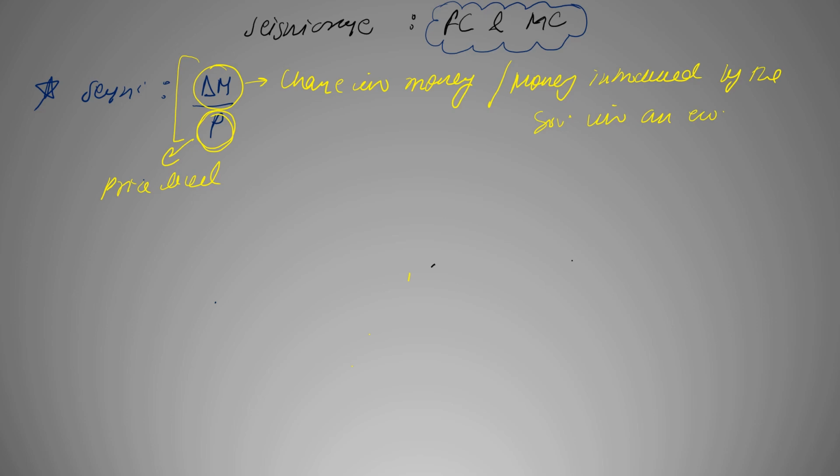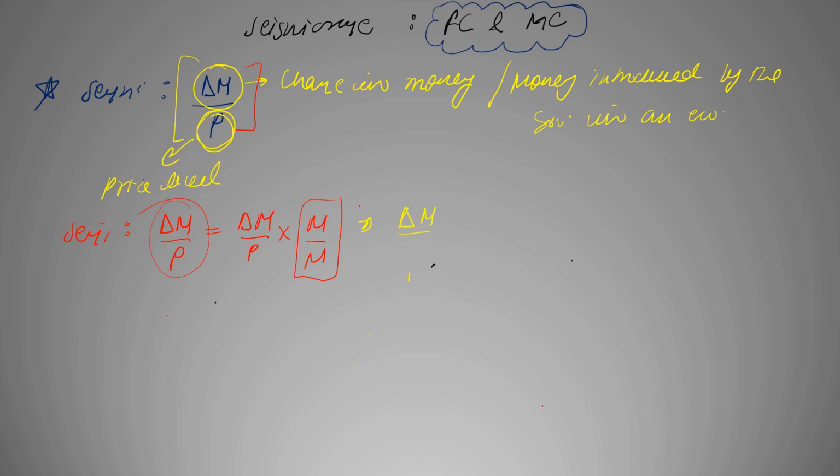Okay, now let us multiply and divide this Seigniorage with M. So Seigniorage can be said to be delta M by P is equal to delta M by P into M by P, because even if you're multiplying and dividing the value, it's going to be the same, right? It's going to be 1 after all, and if you multiply this with 1, it's going to be the same. But now we are going to reshuffle it a bit.